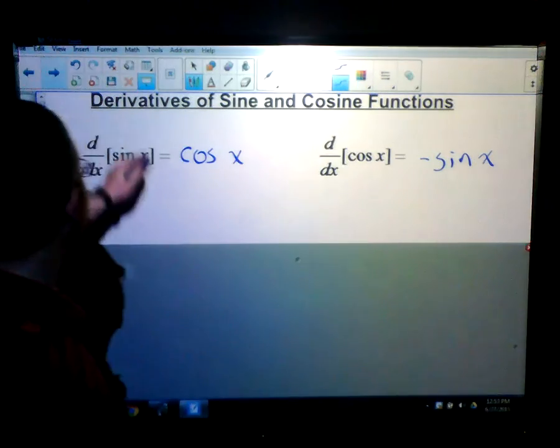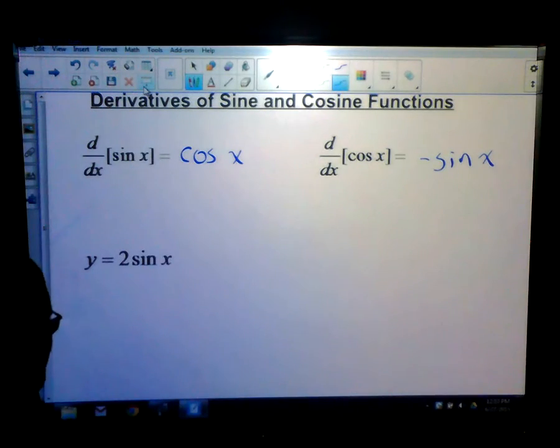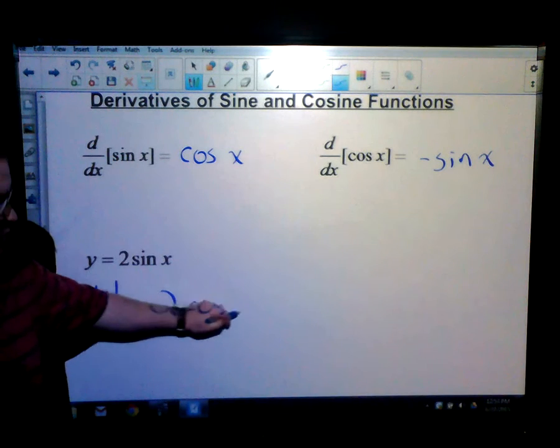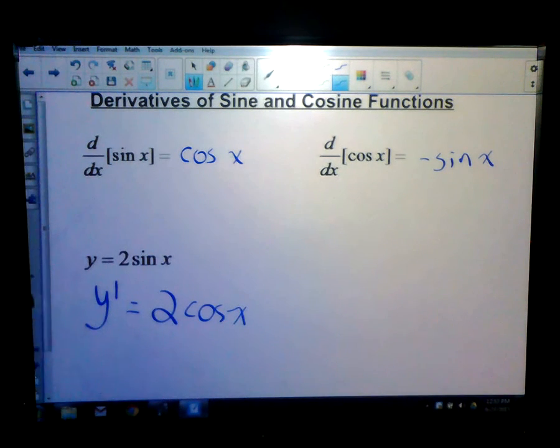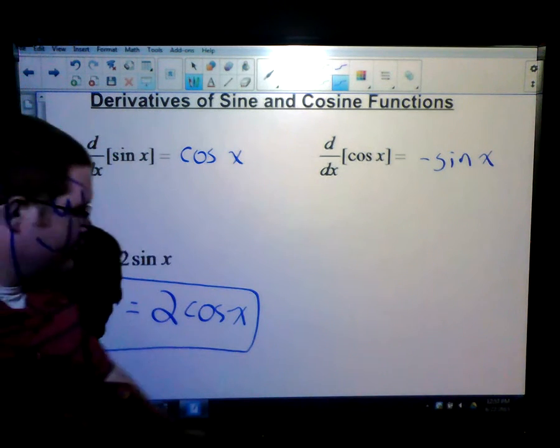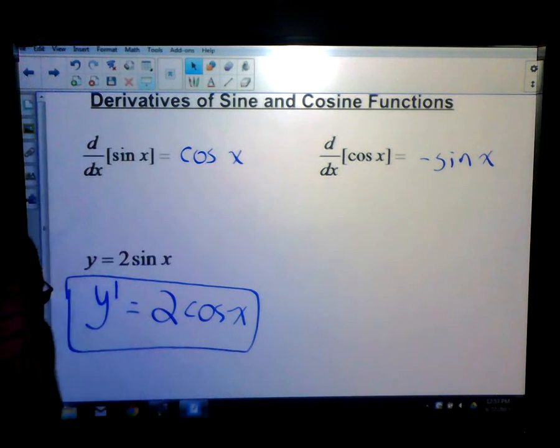What's an example problem? Well, this is really simple. What's the derivative of 2 sine x? Leave the 2. Cosine x. That's it. Very, very simple if you can memorize the trig derivatives.